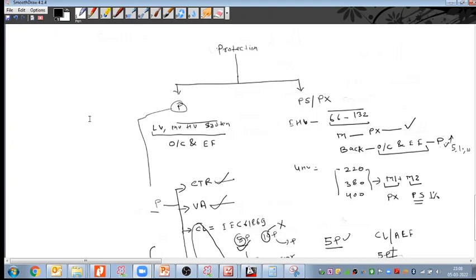I'm not getting your actual query properly, Silpa. Can you elaborate more on what you are trying to say? Two CT cores of burden 15 VA and 30 VA. So the burden is different. Okay.